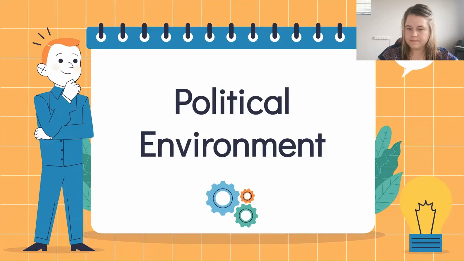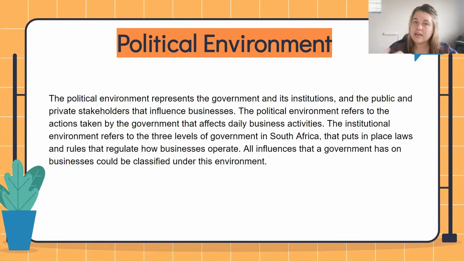Political environment. So with the political environment, as mentioned just now previously, it represents the government and its institutions. So we're looking at the public and private stakeholders that influence the business. The political environment refers to the actions taken by government that affect daily business activities. So the institution environment refers to the 3 levels of government that put in place laws and rules to regulate how businesses operate. All influences that a government has on a business could be classified under this environment. So let's look at some examples.